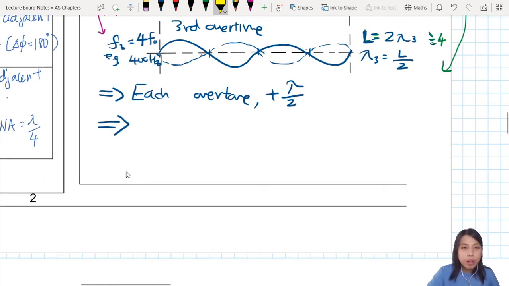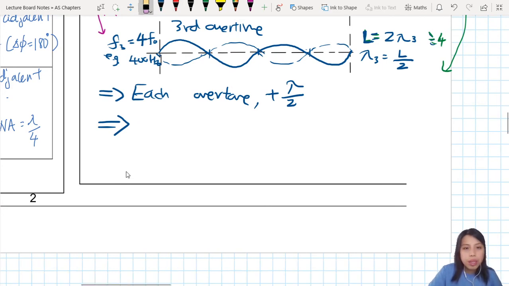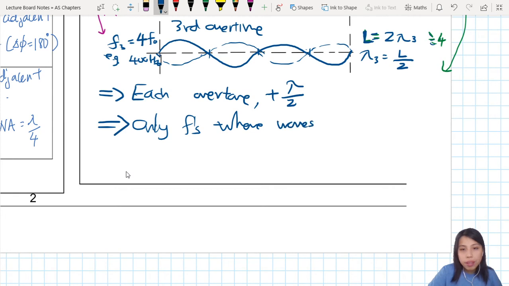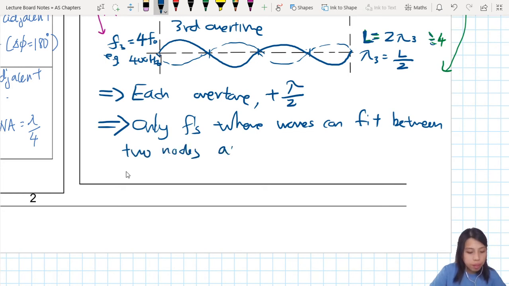So how can we write out this point? Only frequencies where your waves can fit into the length of your string. So only frequencies where your waves can fit between 2 nodes. Nodes are the points that don't move, are allowed, and that is also when stationary waves are formed.